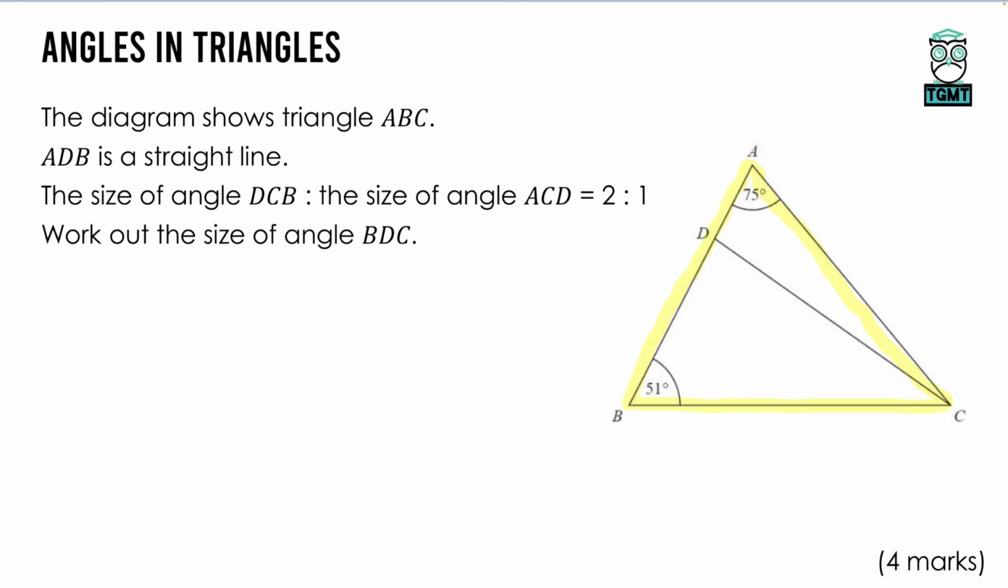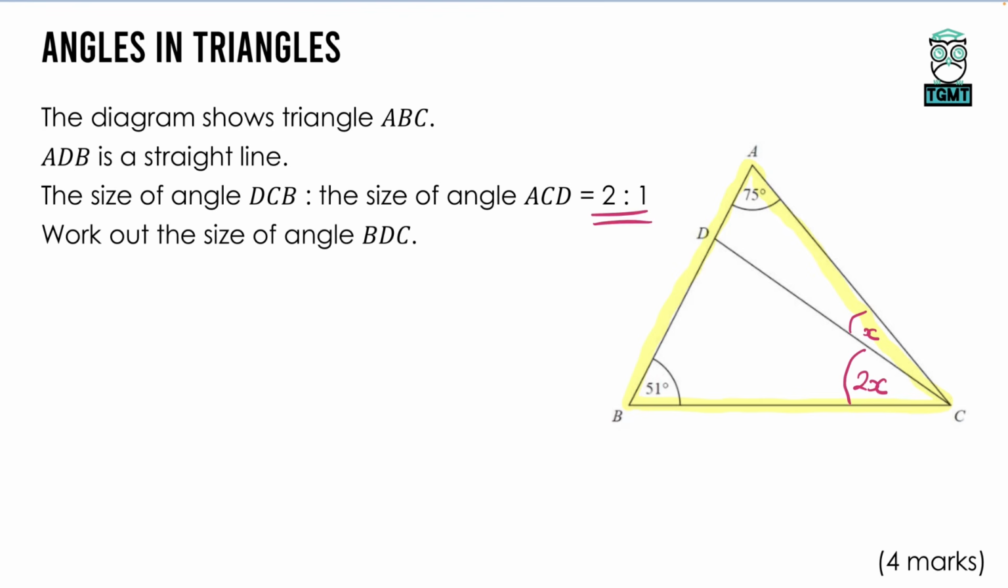But it tells us in the question that the size of angle DCB, which is this one here, to the size of angle ACD, this little one here, is in the ratio 2:1. Now that could be written as algebra. You could write it as 2x and 1x, however you prefer to look at it. Or of course we could figure out what angle we are missing and just share it in a ratio like we normally would.